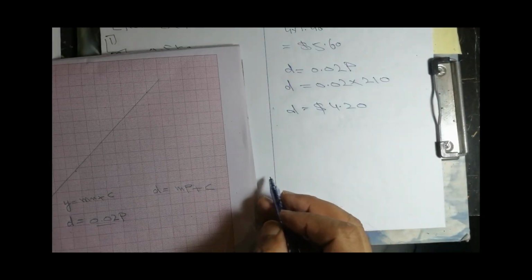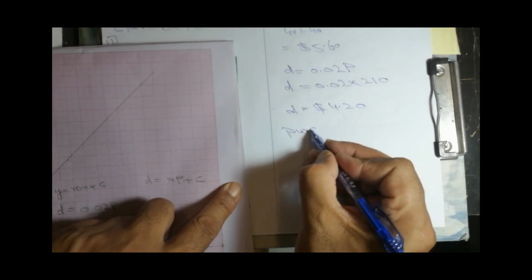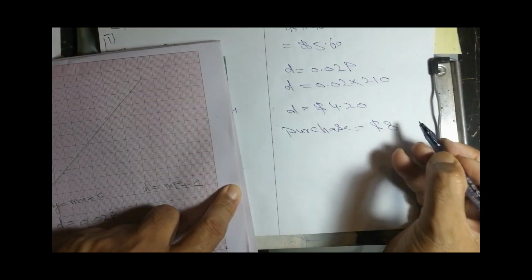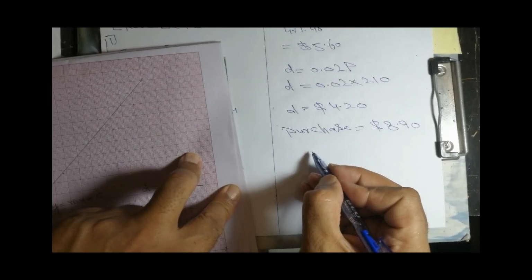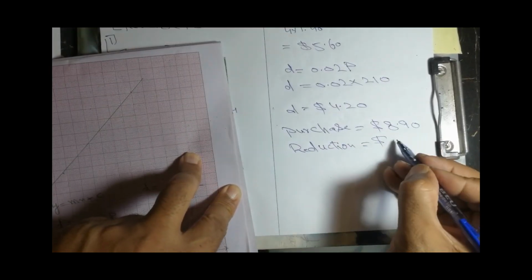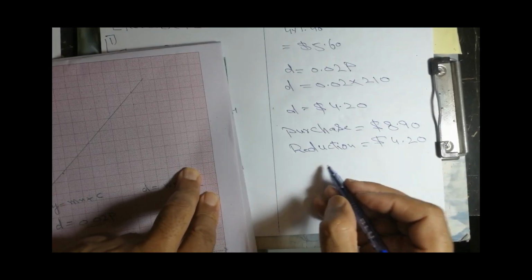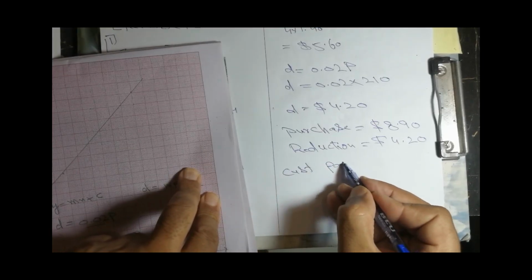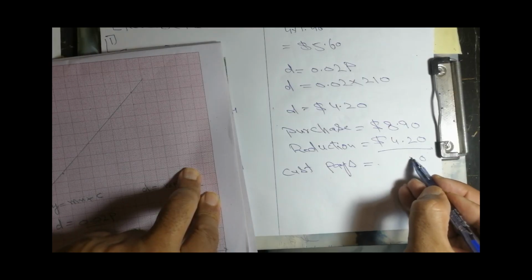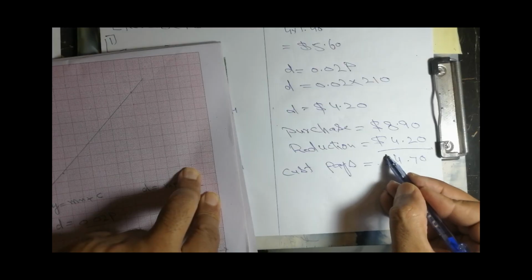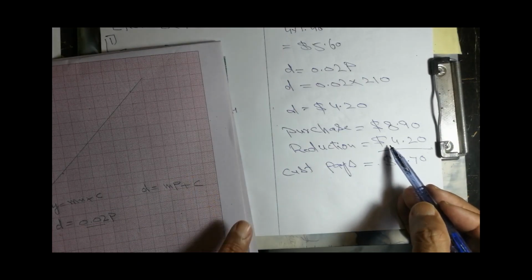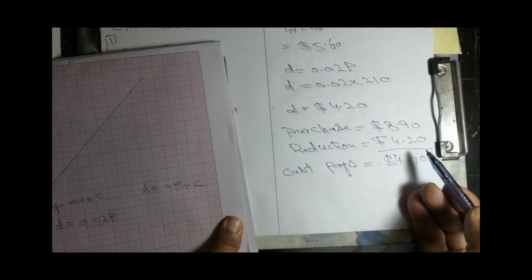And actually he made a purchase of $8.90, and the reduction is $4.20, and the customer pays the total minus this reduction, which is 4.70. So the customer will pay $4.70 instead of $8.90 because of the reduction from the points which are redeemed, that is the amount of $4.20. This is the answer.